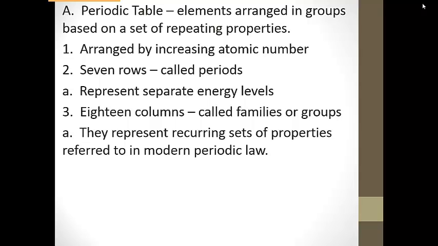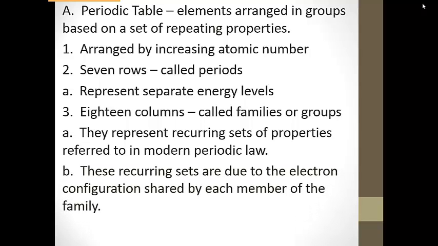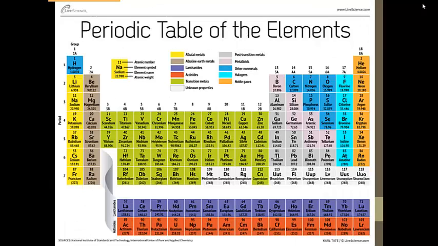It's part of this modern periodic law idea that we'll talk about in another slide or so. And the reoccurring sets are due to the electron configurations that are shared by those family members. So for instance, hydrogen we know ends with 1s1, lithium ends with 2s1, sodium 3s1, 4s1, 5s1, 6s1, 7s1. They have the same electron configuration, and that's what gives them the same type of property.